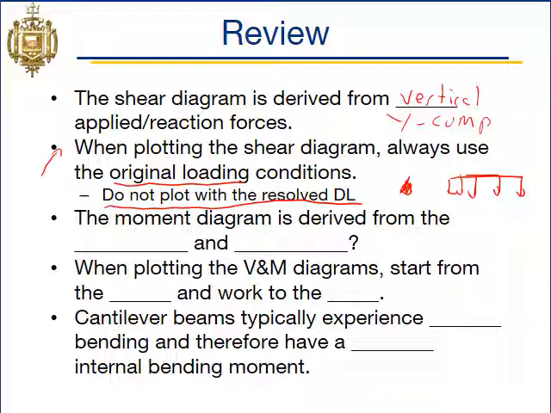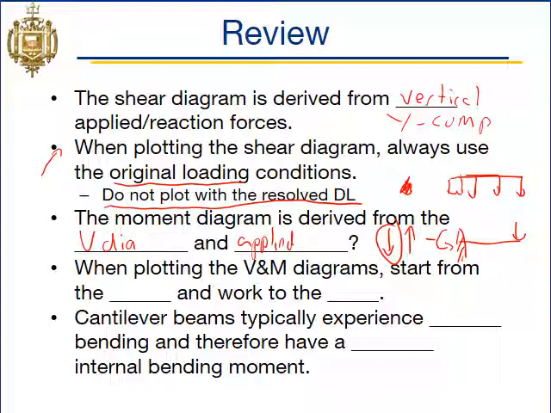The moment diagram is derived from the shear diagram and applied or reaction moments. I didn't cover this too well, but applied moments will cause the moment to go straight up or straight down depending on the sign convention. If you have a cantilevered beam with a force out here and a reaction moment like this, that'll be a negative moment, so your moment will start at 0 and go straight down because of that applied moment.